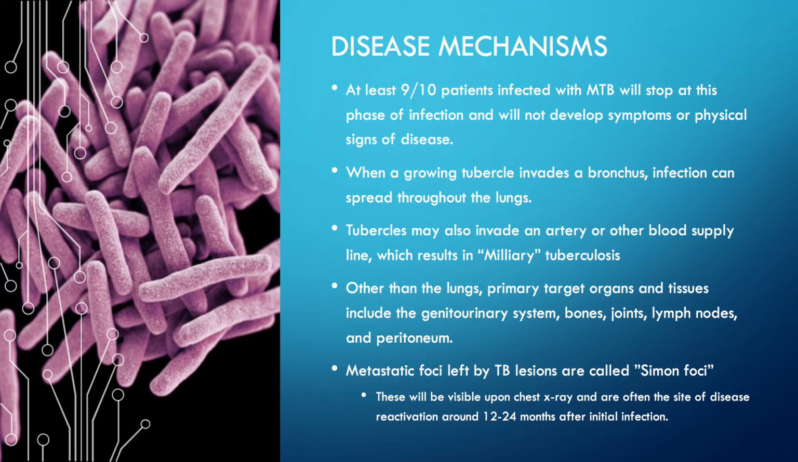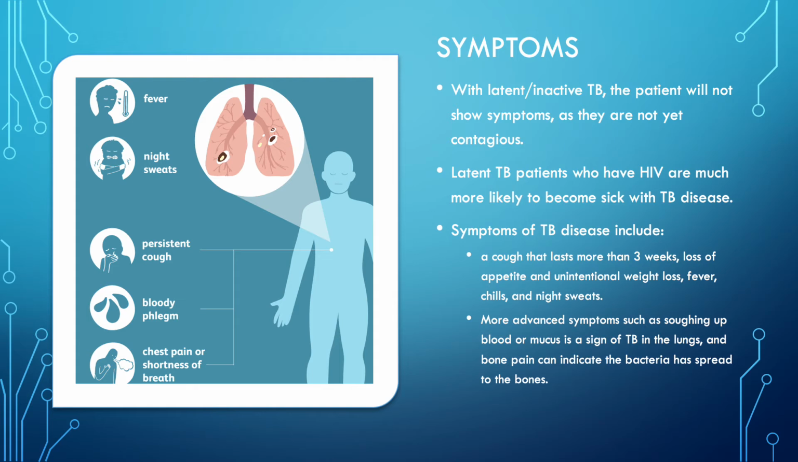In cases of TB where the host does not die from their initial TB infection, many of the metastatic foci in the lungs will calcify, and some of them will hold on to viable organisms. These foci are referred to as Simon foci, which are visible upon chest X-ray and are often the site of disease reactivation around 12 to 24 months after the initial infection. In an individual with latent or inactive TB, they will not be experiencing any symptoms, but if given a tuberculin skin test, it will detect MTB in the body. This still indicates a TB infection, but the bacteria are not yet causing harm to the host.